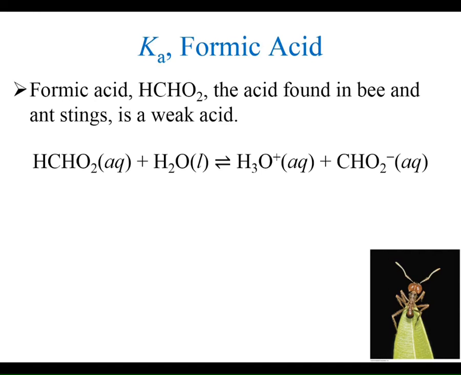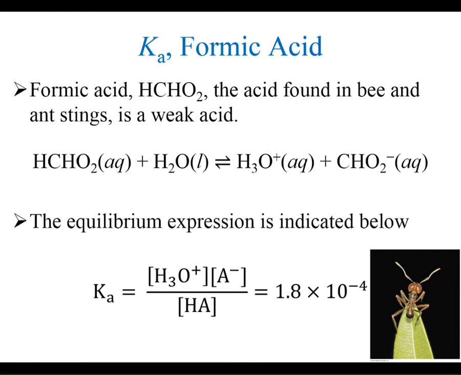So, again, it's formic acid. So I can write the Ka for that. I would put products over reactants. Hydronium, CHO2 negative, I could put right in there for that. HCHO2, I could put in for here. That has a value of 1.8 times 10 to the negative fourth. So again, that number tells me something about the relative strength of that acid compared to other ones, okay?